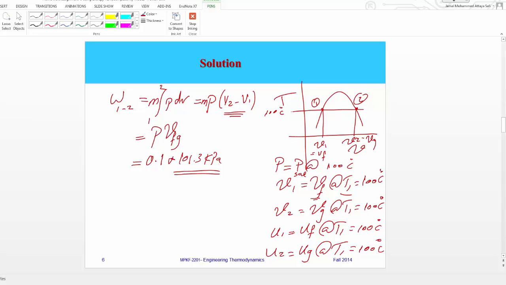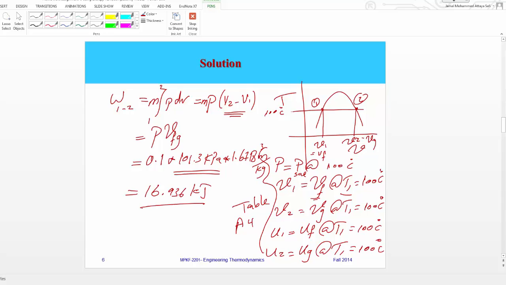All this comes from table A4, which is the saturated temperature-based table. Multiplied by Vg minus Vf. I can write it immediately here: 0.6718, and that is meter cubed per kilogram. Don't forget this. And if you do so, that's going to give you 16.936 kilojoule. And that is the work.